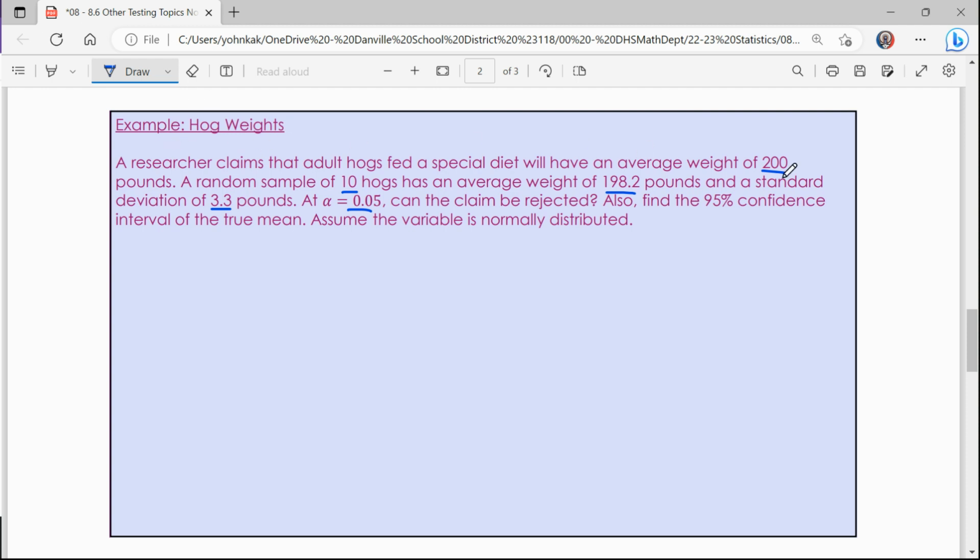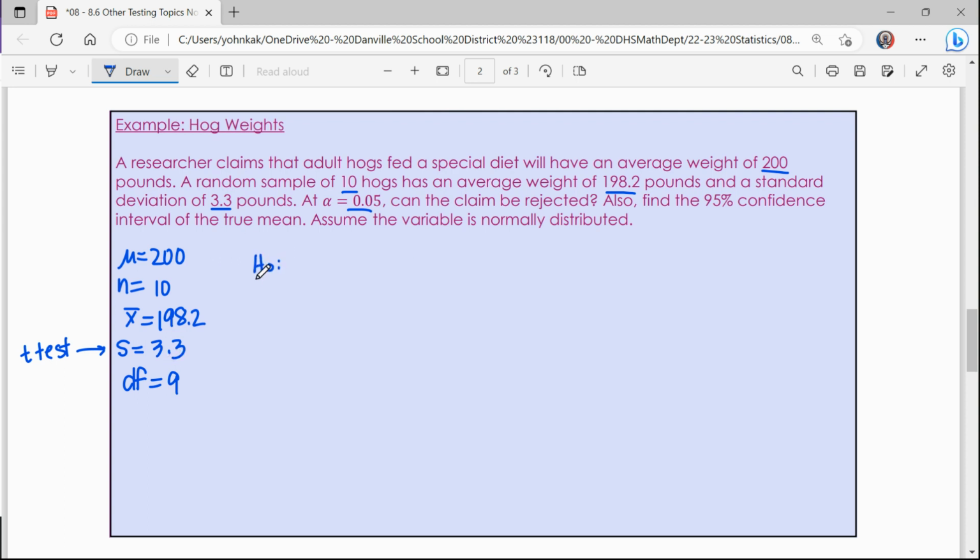All right, so it looks like we are claiming a weight of 200, that's mu. Sample size n is 10. Average weight is x bar equals 198.2. Standard deviation, that's s, of 3.3. That s means that I am using a t-test, which means I need a degree of freedom of 9.